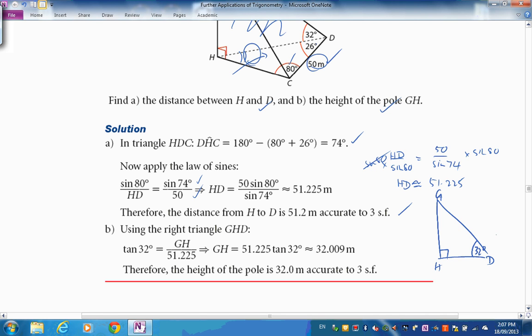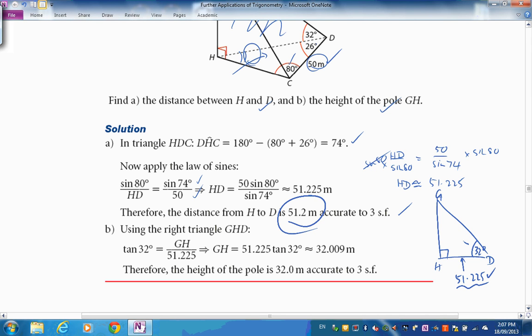And we've just found HD is 51. Now, we won't use the rounded off thing. Be careful here, because we're using a subsequent calculation. We don't want to perpetuate a rounding error, so use more figures here. To be accurate to three significant figures, you need at least 4. So we're not going to use 51.2, and therefore we'll go out to more figures.